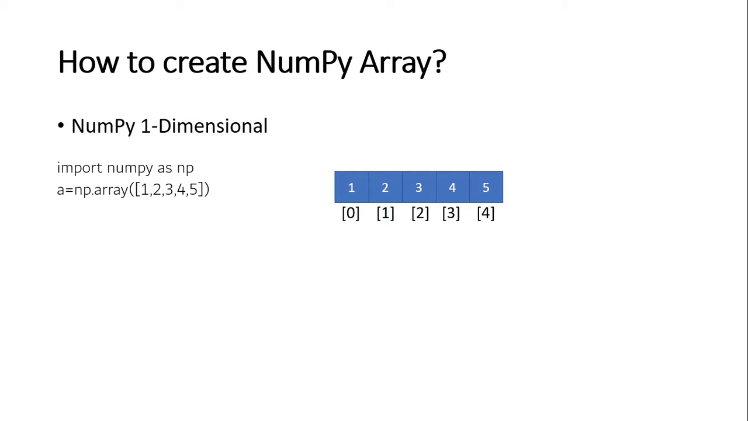Let us know how to create a NumPy array. The one-dimensional NumPy array can be created by importing the NumPy package into your code. That means the first statement of your program code should be import numpy as np. Here np is the alias name for the NumPy package. Then a equal to np.array means we are creating an array with the array keyword, or otherwise we can say the array function, enclosing it with some elements.